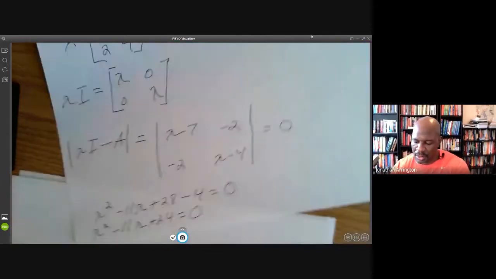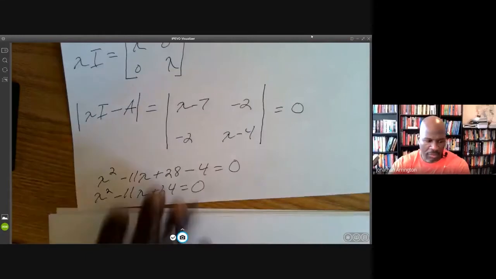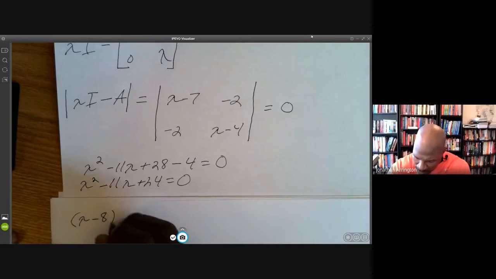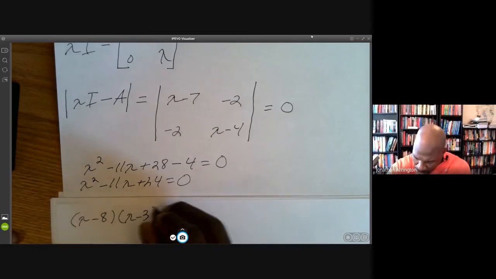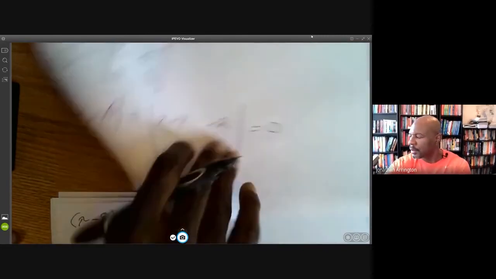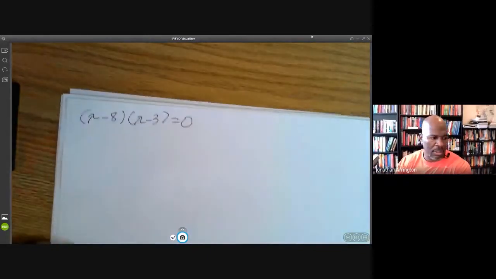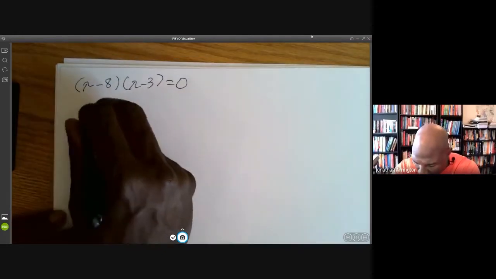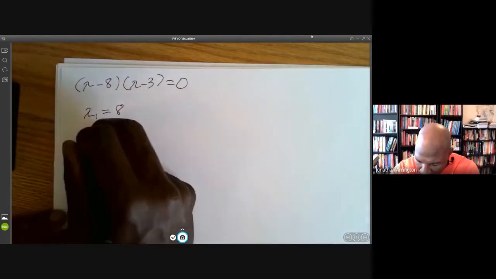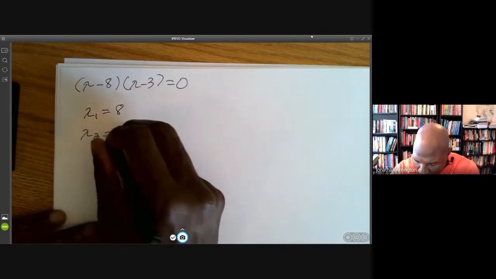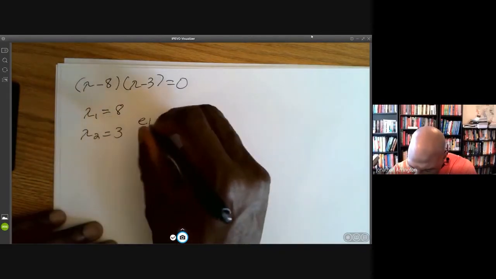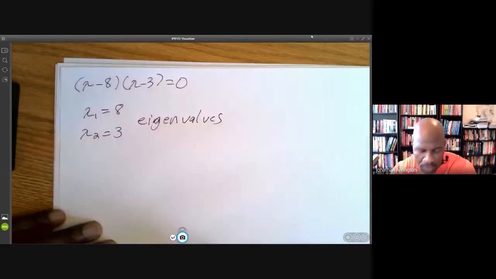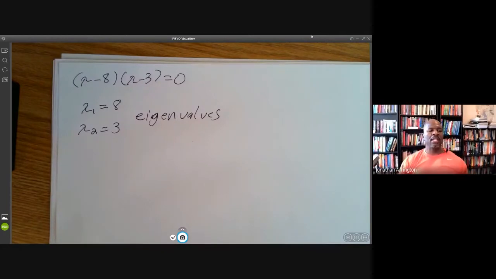So let me continue this on another sheet. If I factor the characteristic equation, I get lambda minus 8 times lambda minus 3 equals 0. And so my two values for lambda are 8 and 3. Those are my two eigenvalues. I'm going to call one lambda 1, which is 8, and the other lambda 2, which is 3. So this particular matrix A has two eigenvalues.